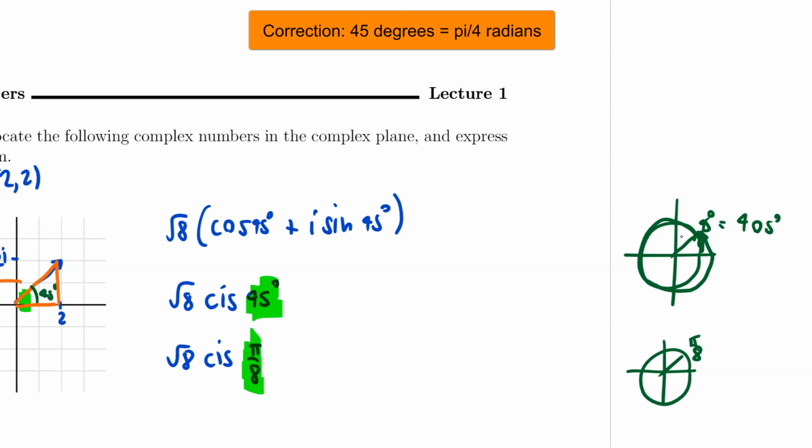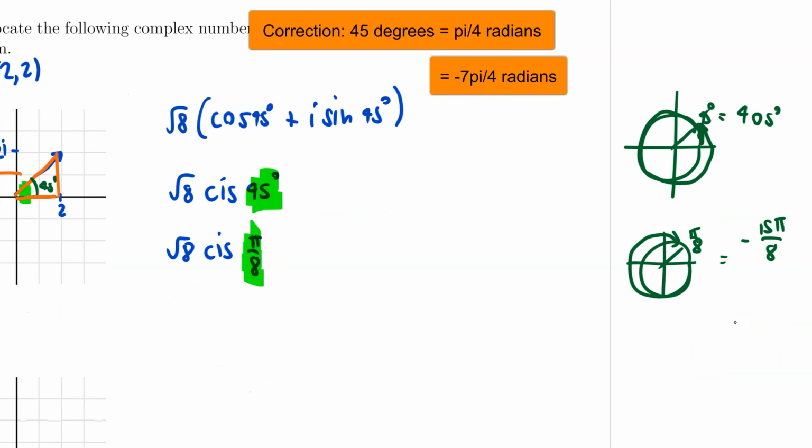Or if we have pi over 8, it's the same angle anyway. I can go clockwise, so pi over 8 is going to be the same as negative 15 pi over 8. I subtract 2 pi from this guy and I get negative 15 pi over 8. Yep, so that's right. That means I can also write this as square root of 8 cis of 405 degrees.